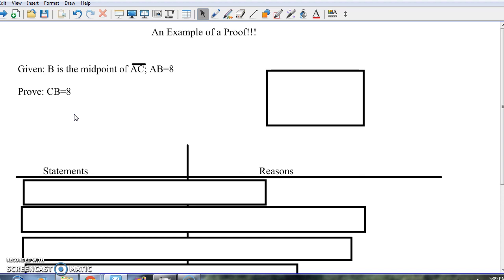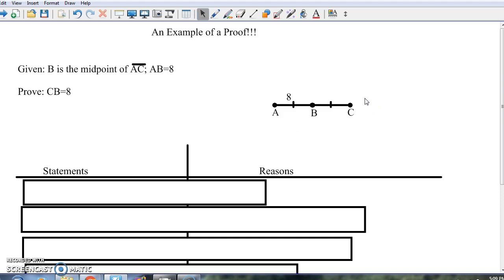Yes, it's very redundant because you have to explain everything that you're dealing with, as if you were explaining it to someone who's never ever seen this before in their life. So the first thing I would do, if they don't provide you with a picture, is draw everything that they're telling you. So B is the midpoint of AC. Here's my drawing.